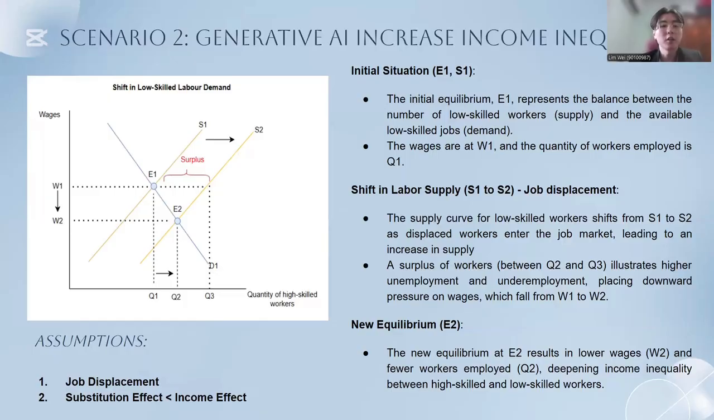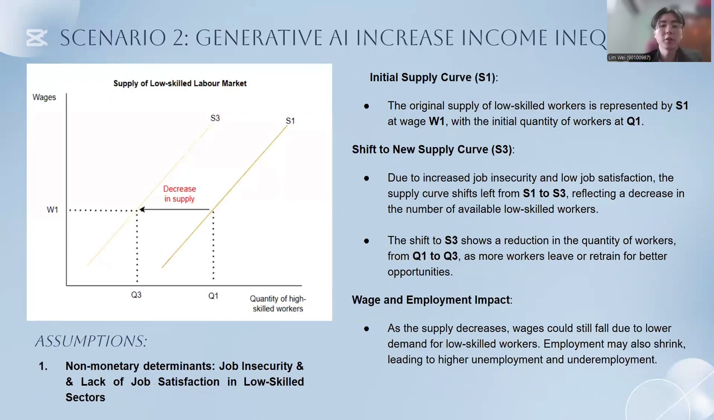This situation occurs because the substitution effect is less than the income effect. Even as wages fall, people are unable or unwilling to move into new roles quickly, and inequality grows. Now, considering the non-monetary impacts, job insecurity and low job satisfaction push workers to exit the labor market altogether. The original supply curve S1 shifts left from S1 to S3, showing that fewer low-skilled workers are even willing to take these jobs. The quantity of workers drops from Q1 to Q3, but since demand remains low, wages continue to stagnate or decline. Ultimately, this deepens inequality as low-skilled jobs become less viable economically and psychologically.